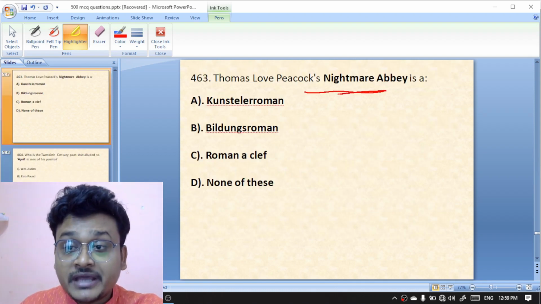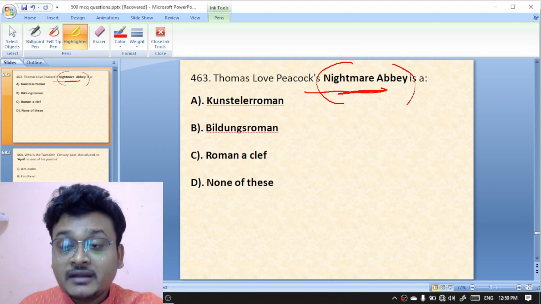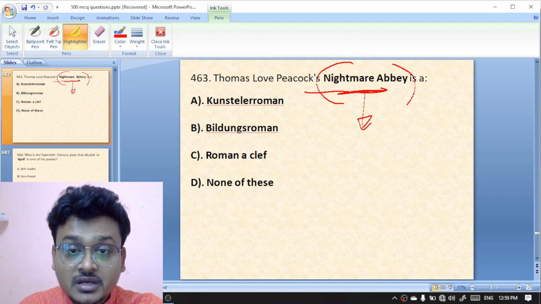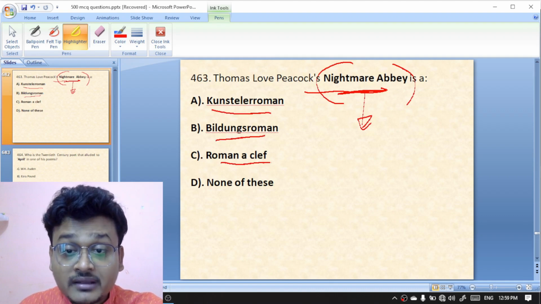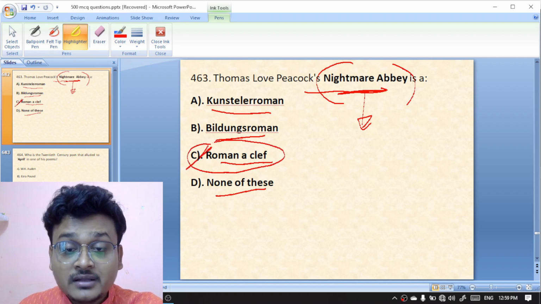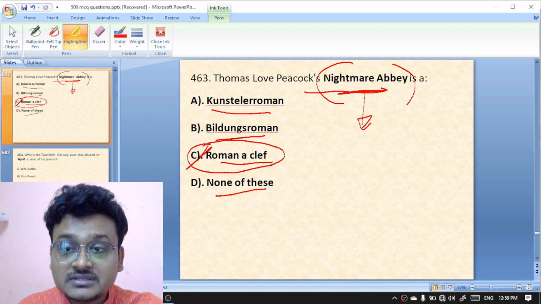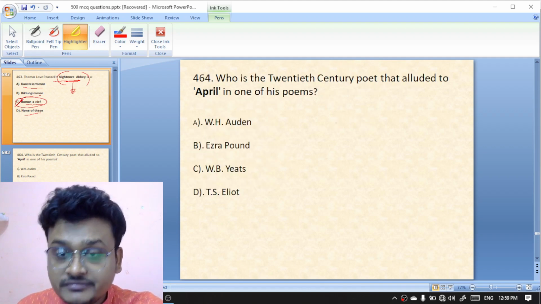Thomas Love Peacock's Nightmare Abbey, where these are about the caricatures of real people. Options: Roman à clef, Bildungsroman, and so on. So here it is a roman à clef, where real people are caricatured. That's why Thomas Love Peacock's Nightmare Abbey is a roman à clef.